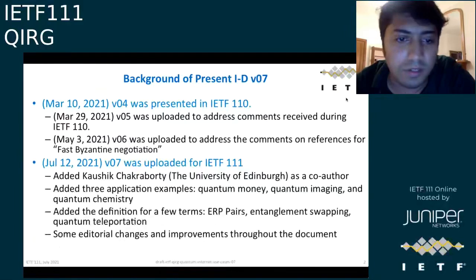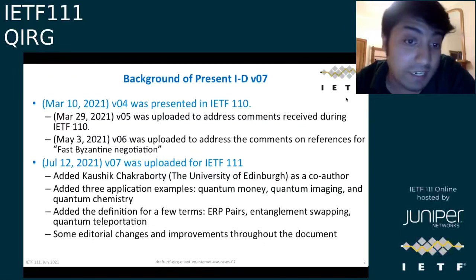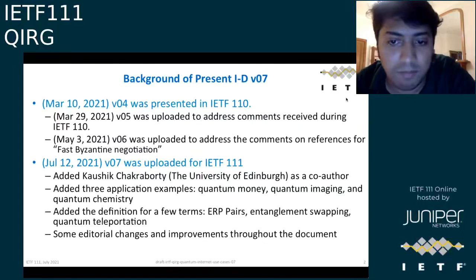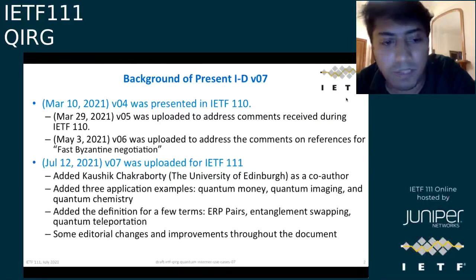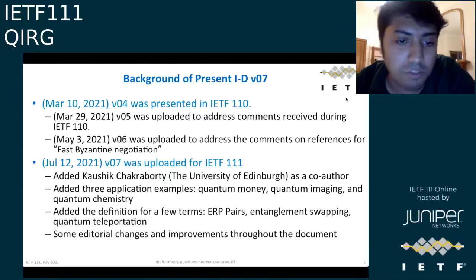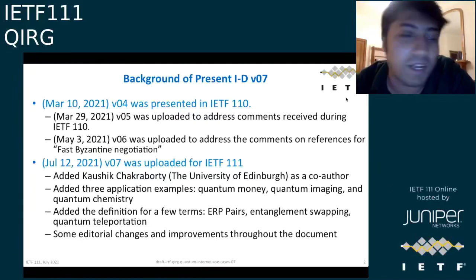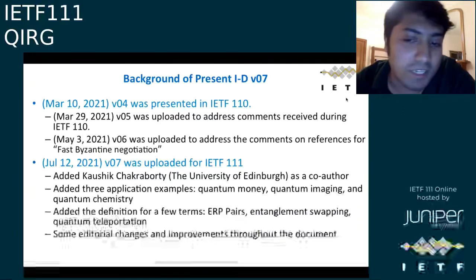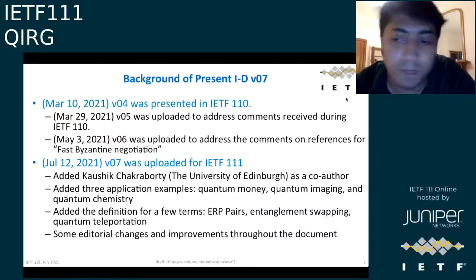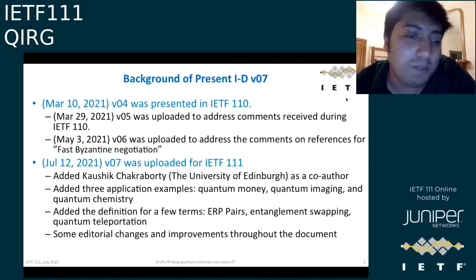The main update is that I joined the draft as a co-author, and we added 3 application examples: quantum money, quantum imaging, and quantum chemistry. We try to be fair to each domain of quantum technology. Quantum money is an application for the quantum internet, quantum imaging is mostly an application for quantum metrology, and quantum chemistry is more related to quantum computing.